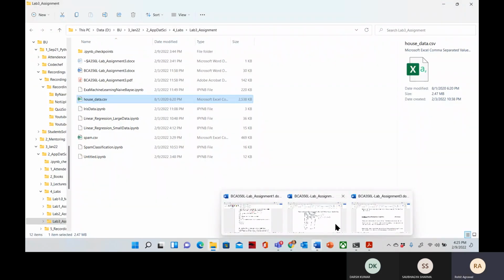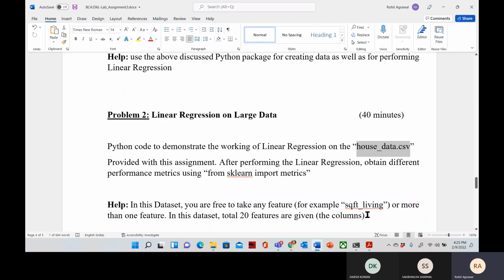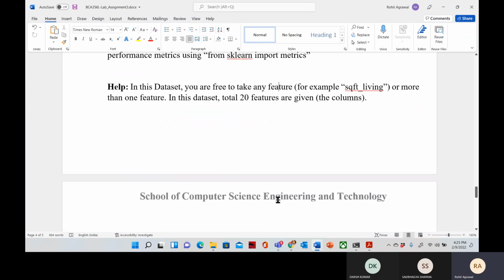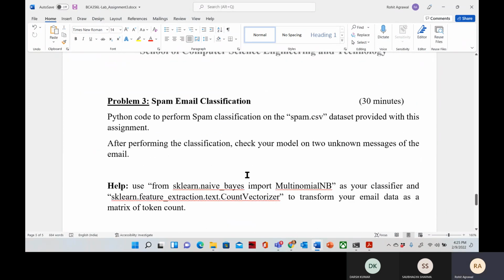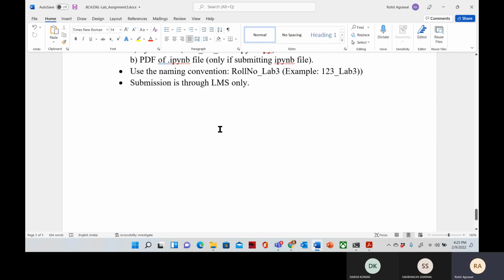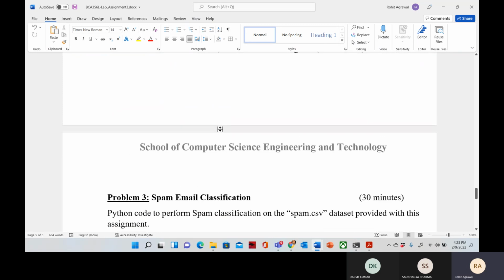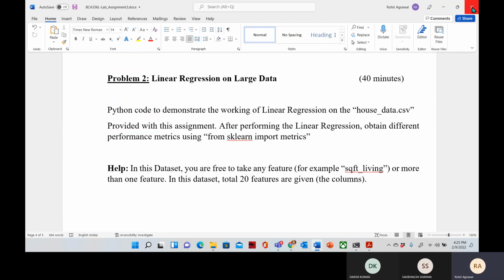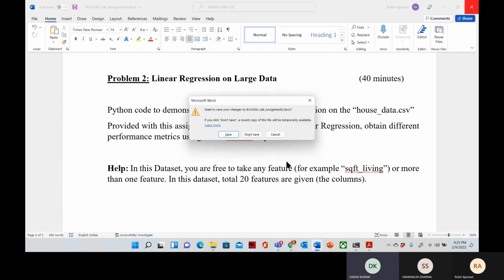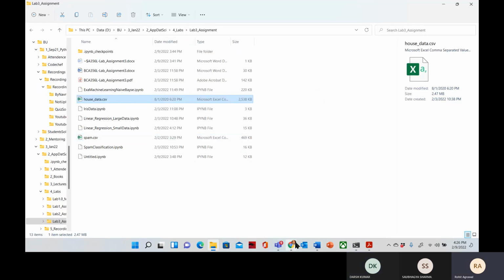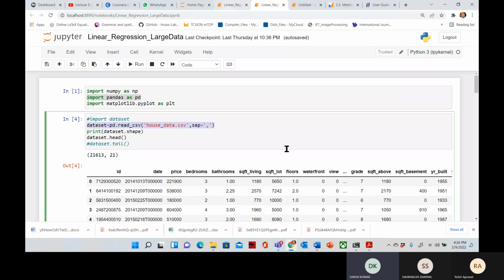Actually there was a holiday on 26 January, that's why we are behind. Then we will discuss an email classification example. So this we will discuss next time. Okay, fine. Sir, do we have any lab assignment today? Actually I discussed the solution as well, so I will upload those things and you just complete and then you can submit.